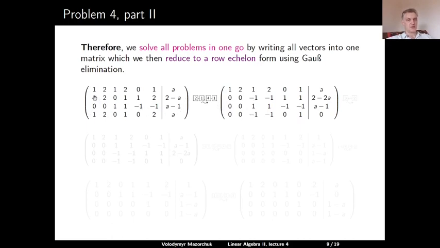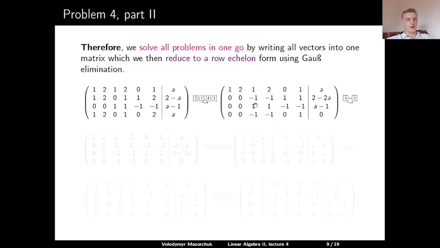Row 2 becomes 1 minus 1 is 0, 2 minus 2 is 0, 0 minus 1 is minus 1, 1 minus 2 is minus 1, 1 minus 0 is 1, 2 minus 1 is 1, 2 minus a is 2 minus 2a. And the last row becomes 1 minus 1 is 0, 2 minus 2 is 0, 0 minus 1 is minus 1, 1 minus 2 is minus 1, 0 minus 0 is 0, 2 minus 1 is 1, and a minus a is 0.